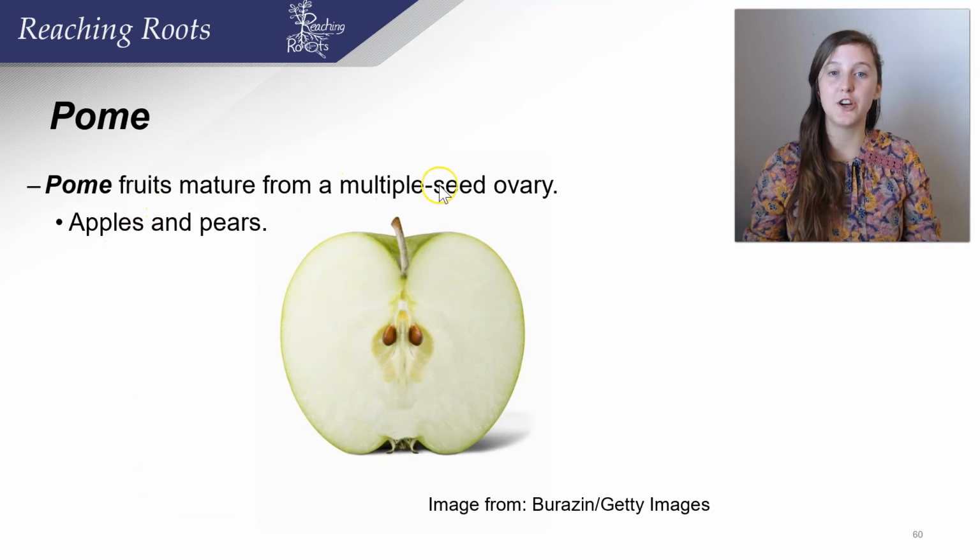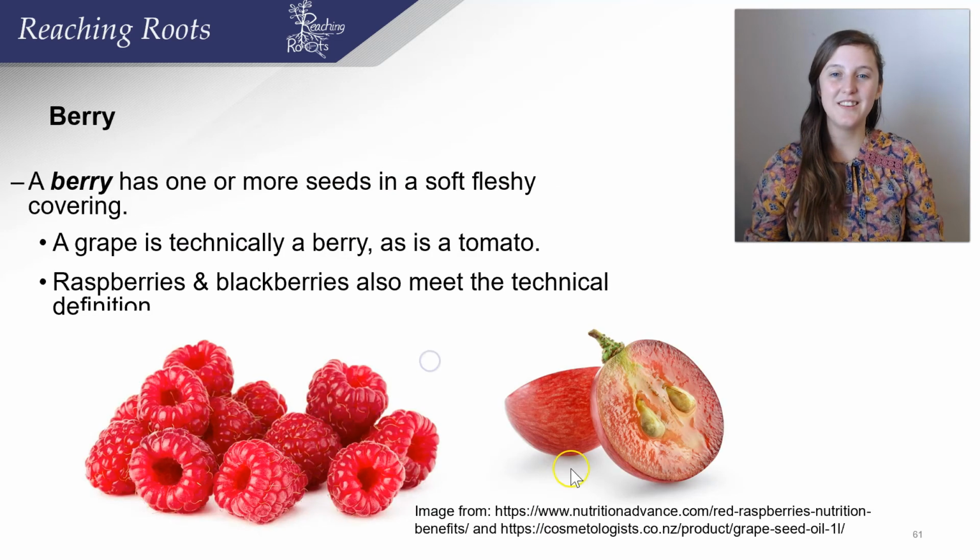Pome fruits mature from a multi-seed ovary, such as apples and pears, multiple seeds in the ovary. Berries, on the other hand, have multiple seeds in this soft, fleshy covering. Multiple seeds, all this fleshy covering. A grape is technically a berry, as is a tomato. Raspberries and blackberries are also berries. It might seem a little weird that grapes are technically berries, but botanically they are.